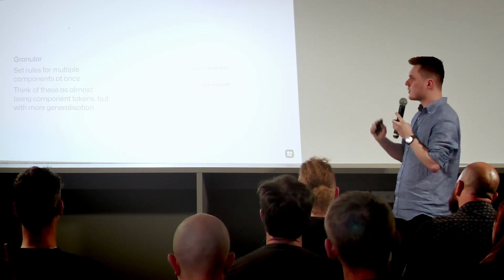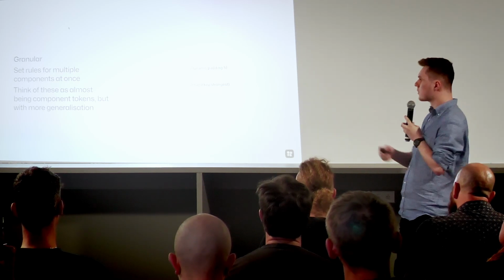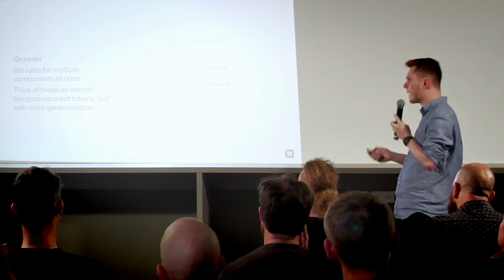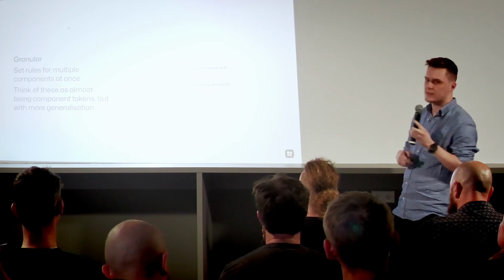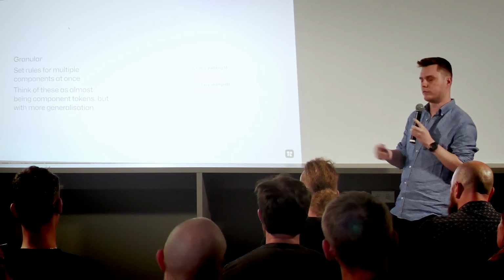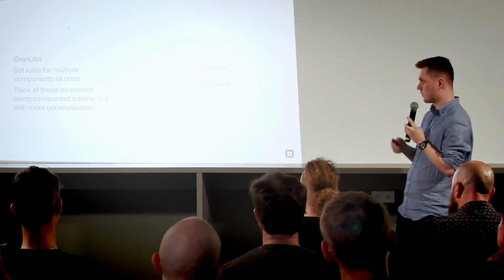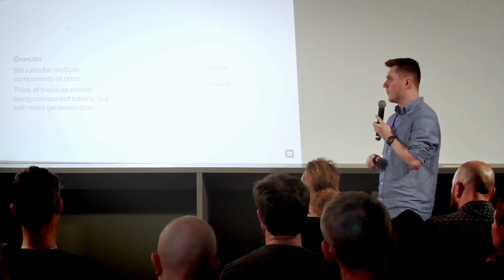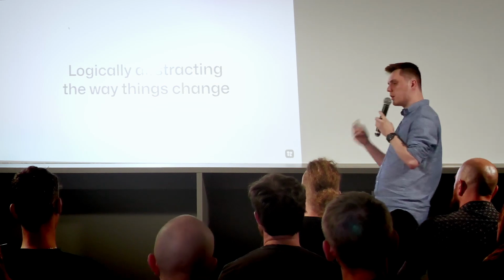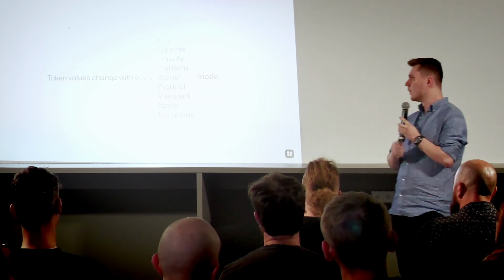And then these granular tokens, we're setting rules for multiple components at once. So all of my controls that are medium size have a certain amount of padding. All of my selected navigational elements, between tabs and a menu bar and a flyout menu, they all take the brand key color in its strongest form. So those are the 3 semantic token types. And what we're trying to do here is logically abstract the way that things change in our system.